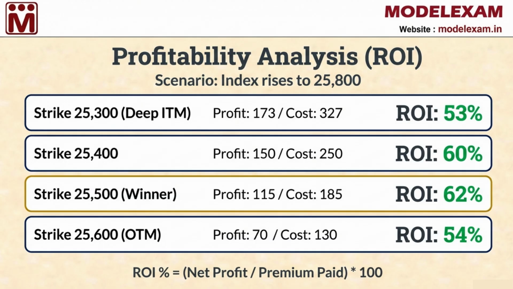We can also perform a profitability analysis using return on investment, or ROI. If the index rises to 25,800, we calculate the ROI percentage by taking your net profit, dividing it by the premium paid and multiplying by 100. In this specific case, the strike price of 25,500 is the winner because it provides the highest return of 62%. While the deeper in the money options are safer, they often provide a lower percentage return compared to those closer to the current market price.